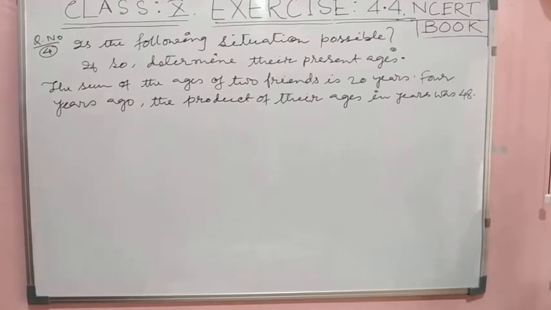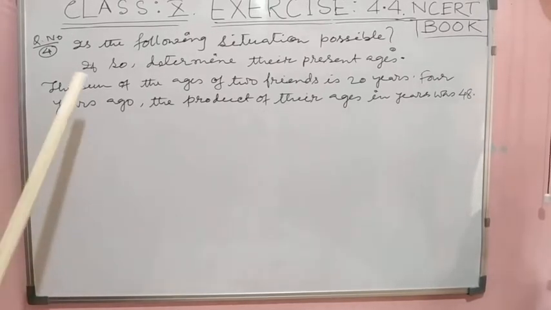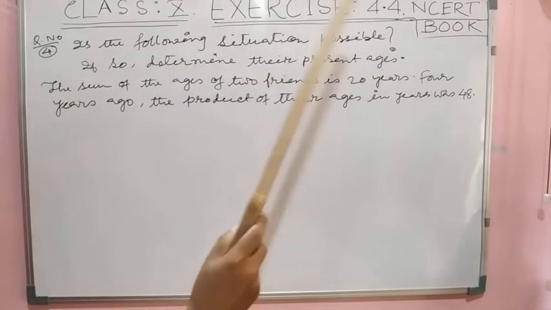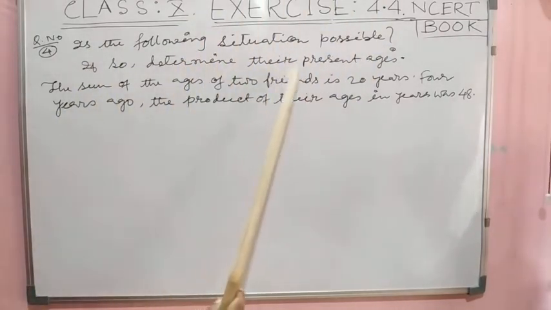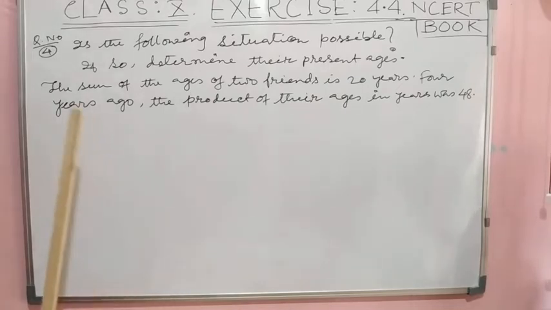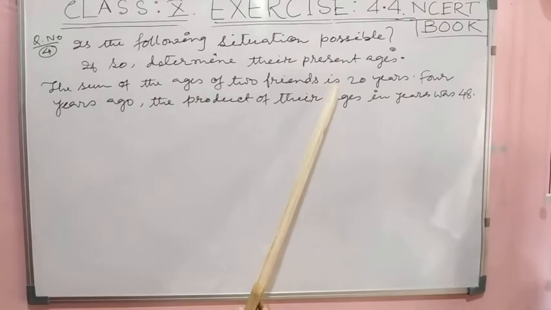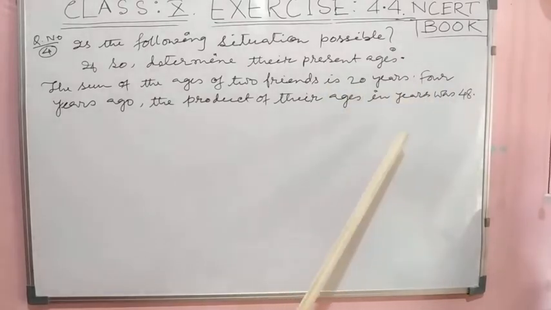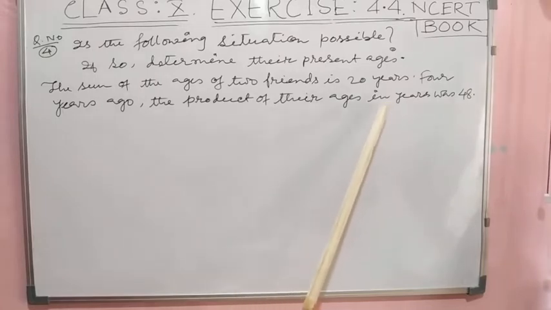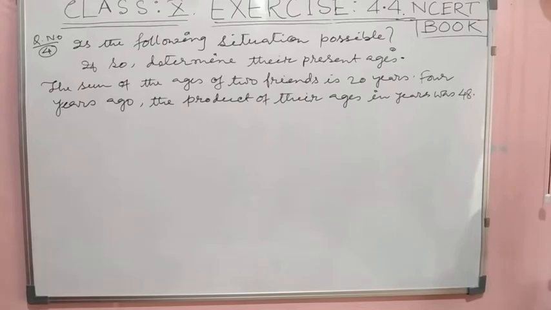Now see question number 4. Is the following situation possible? If so, determine their present ages. Here the situation is this one: the sum of the ages of two friends is 20 years. 4 years ago, the product of their ages in years was 48. So this is the situation.